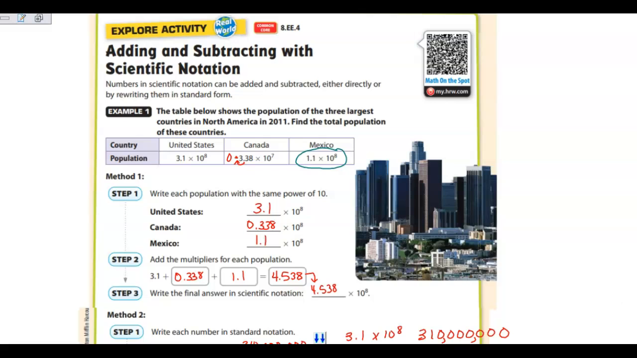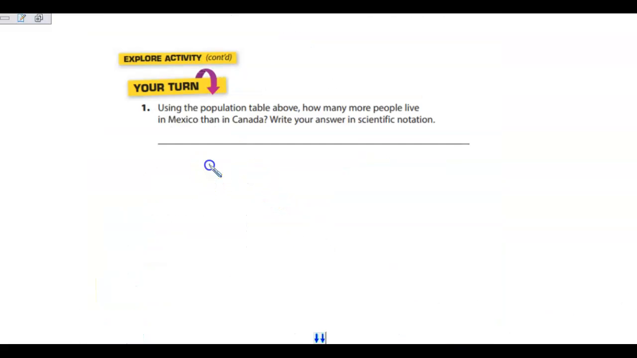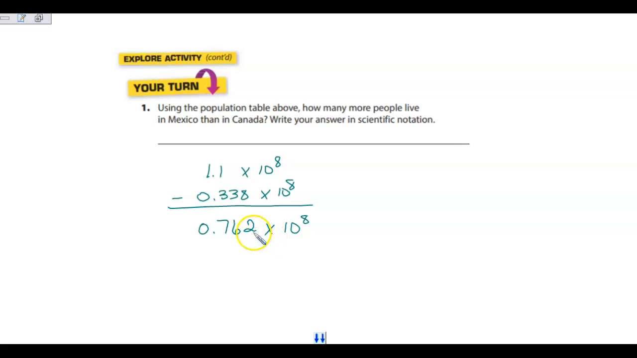So we're going to use those numbers again. So we have 1.1 times 10 to the 8th power, and we have 0.338 times 10 to the 8th power. Now, if I just subtract my multipliers, these powers of 10 are the same, so that's just going to stay the same. So we're going to take 1.1 minus 0.338. I get 0.762 times 10 to the 8th power.